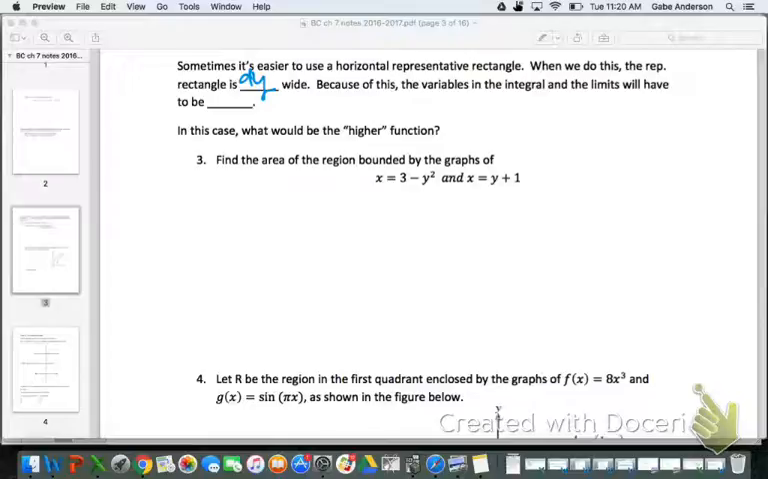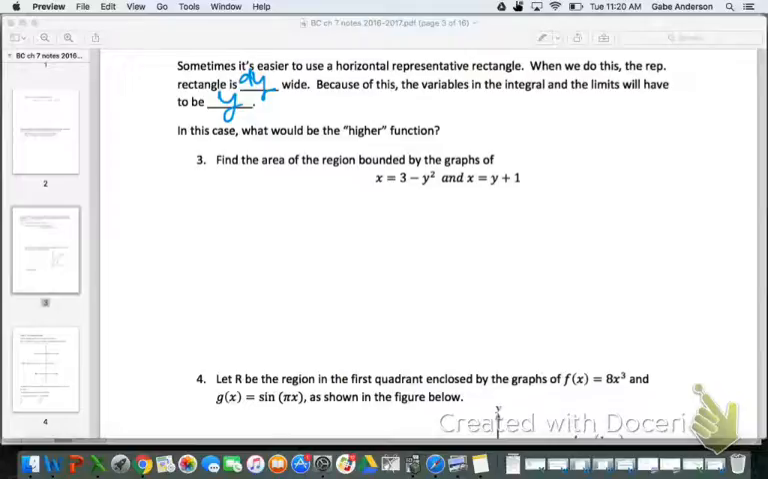Not x, because dy means everything has to be in terms of y. So really what determines the variable that you're going to use is the differential. If it's dx, everything's got to be x's. If it's going to be dy, everything's got to be y's. And there can't really be any mixing of those things to get things finished out. Make sense? Okay, so let's take a look at number 3 and we'll address the higher function question.